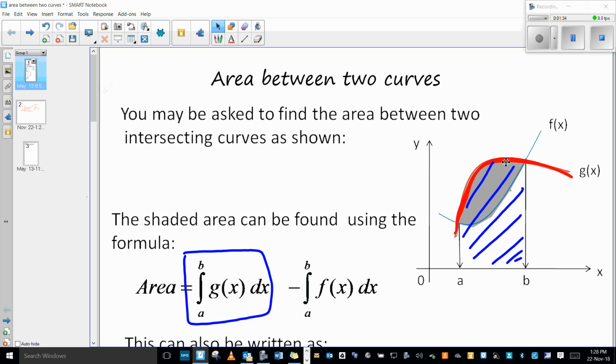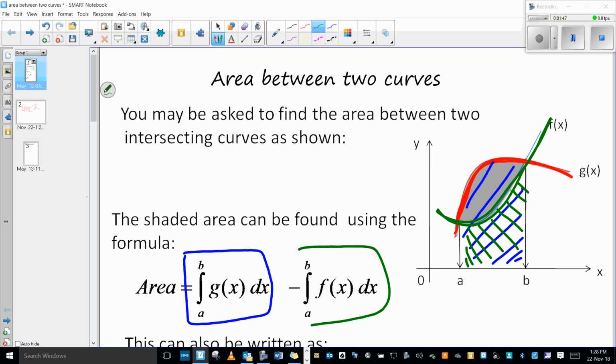Let's do this. If this is the other function, what we would do is we would then subtract this area. Do you agree with that? And that is represented by that.